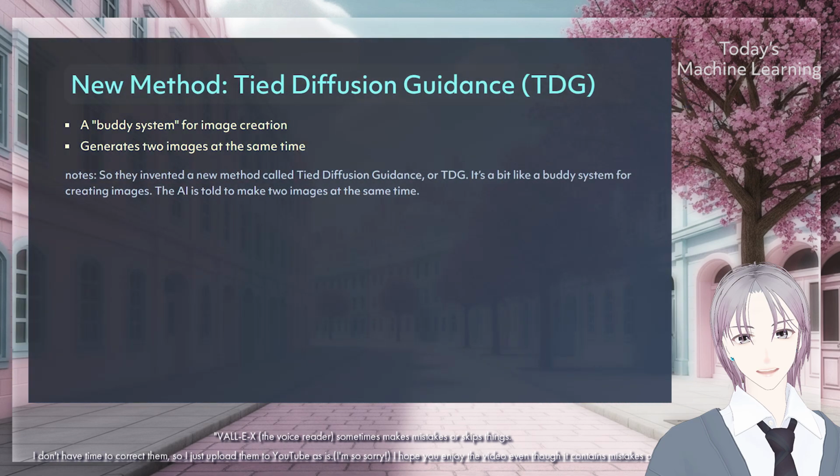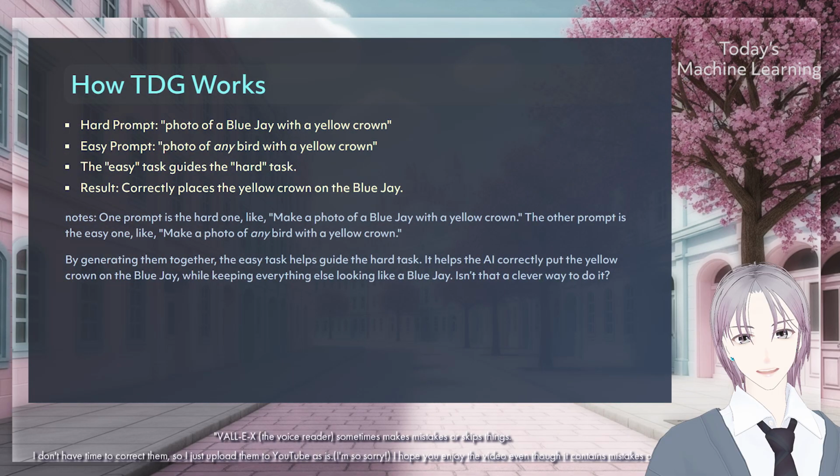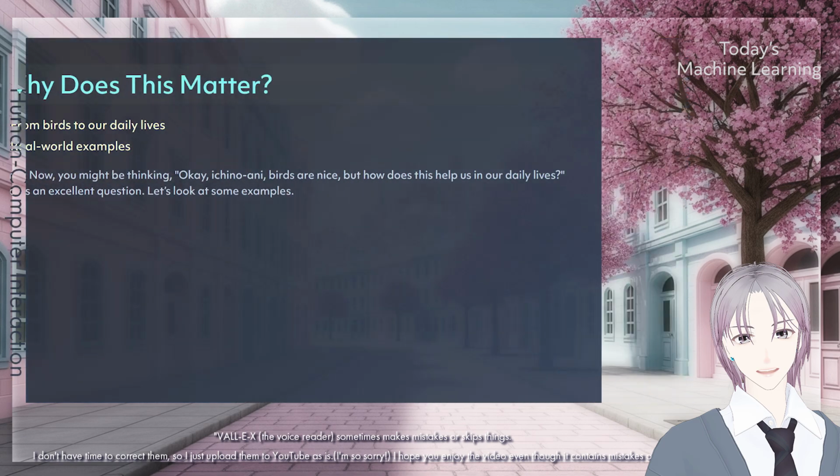So they invented a new method called Diffusion Guidance. It's a bit like a buddy system for creating images. The AI is told to make two images at the same time. One prompt is the hard one, like, make a photo of a blue jay with a yellow crown. The other prompt is the easy one, like, make a photo of any bird with a yellow crown. By generating them together, the easy task helps guide the hard task. It helps the AI correctly put the yellow crown on the blue jay, while keeping everything else looking like a blue jay. Isn't that a clever way to do it?